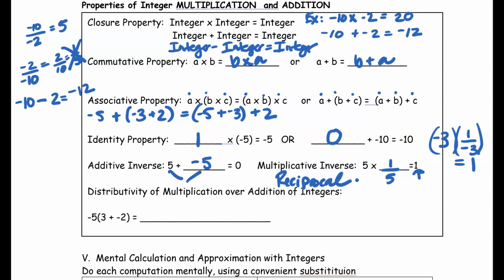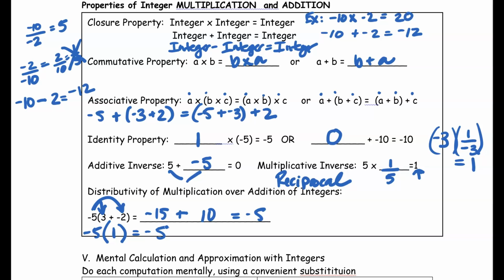And then distributive property, we've talked about this before. This is no different. It's just now we're including negative signs. Negative 5 times 3 is negative 15. Negative 5 times negative 2 is a positive 10. If you add those together, negative 15 plus 10 is negative 5. You should get the same thing as if you multiply these: 3 plus negative 2 is 1, and then you get negative 5 that way.